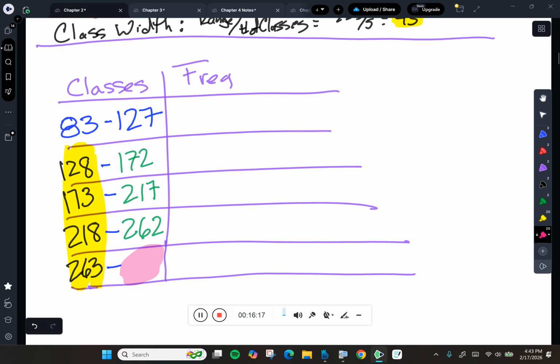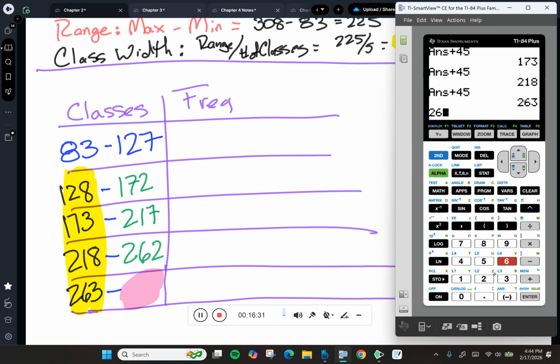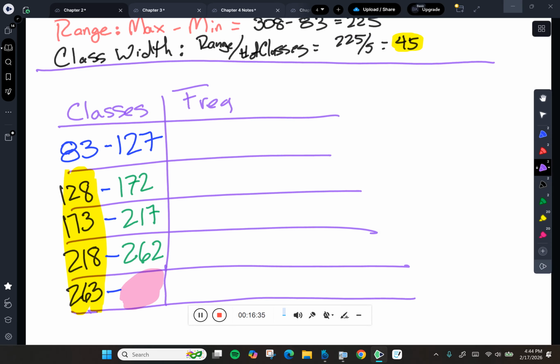Now, the tricky one is how do I find this guy down here? Because I don't have another class to subtract 1 from. But I seem to remember that each of these jumps from the first upper to the second upper is a class width of 45. So that last one down there, I could just take that 262 and add on that 45 and get that the upper class limit is 307. Now you might be looking at this and going, we've got a problem.